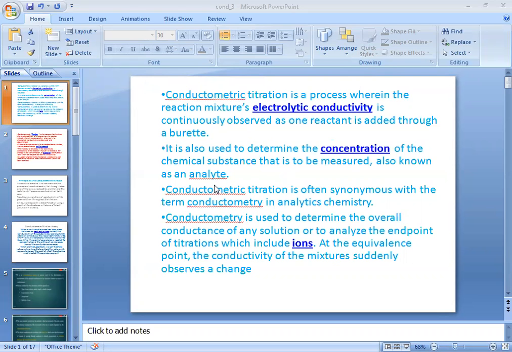It is also used to determine the concentration of a chemical substance that is to be measured, and we also call it the analyte. तो analyte solution का हमको इसमें concentration find करना है. Now this conductometry titration is often synonymous with conductometry in analytical chemistry. Conductometry is used to determine the overall conductance of any solution or to analyze the end point of a titration that includes ions. Now, at the equivalent point, the conductivity of the mixture suddenly observes a change.